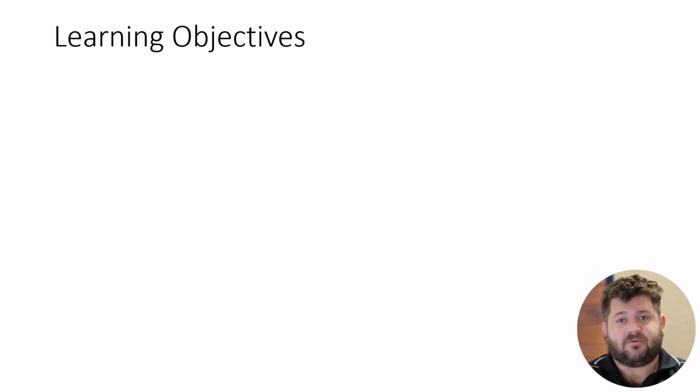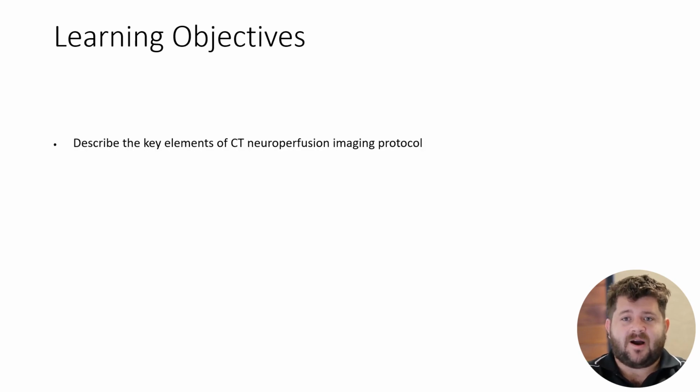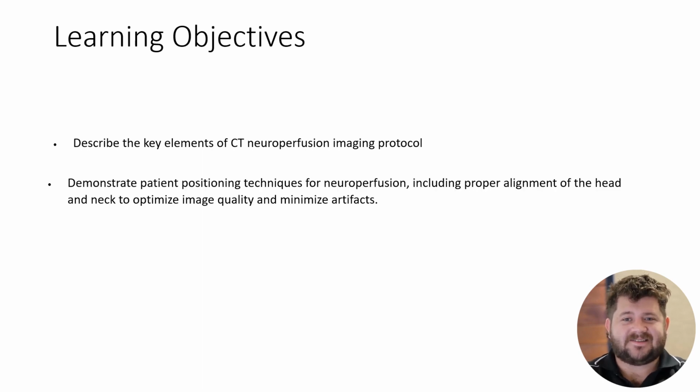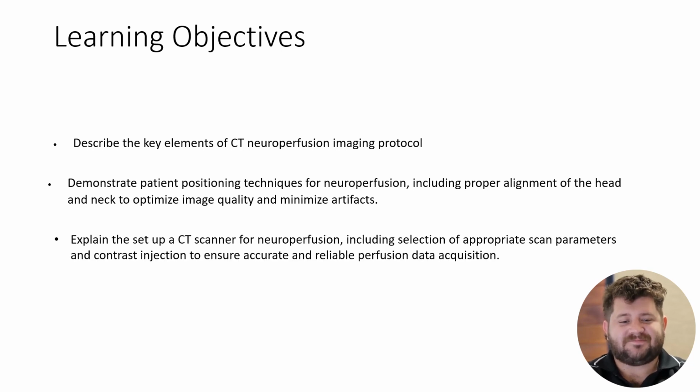So today we're going to go over a few different things in this lesson. The first is to describe the key elements of CT Neuroperfusion Imaging protocols. Next, we will demonstrate patient positioning techniques for CT Neuroperfusion Imaging, including proper alignment of the head and neck to optimize image quality and minimize artifacts. And finally, we'll explain the setup of a CT scanner for neuroperfusion imaging, including selection of appropriate scan parameters and contrast injection protocols to ensure accurate and reliable perfusion data acquisition.